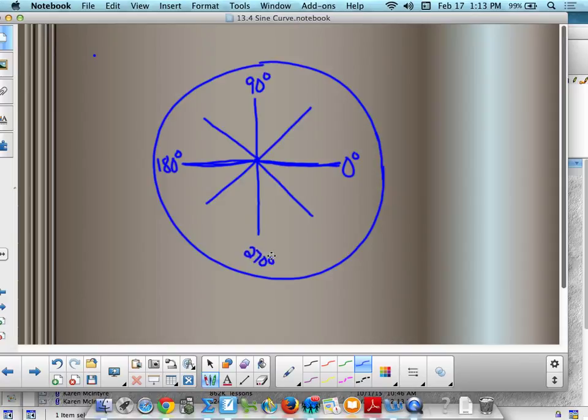270. And now I'm back to 0, but 0 and 360 are the same thing. Okay? So you've got 0 degrees and 360. Now, of course, I want both things. I want the radians to go with it.